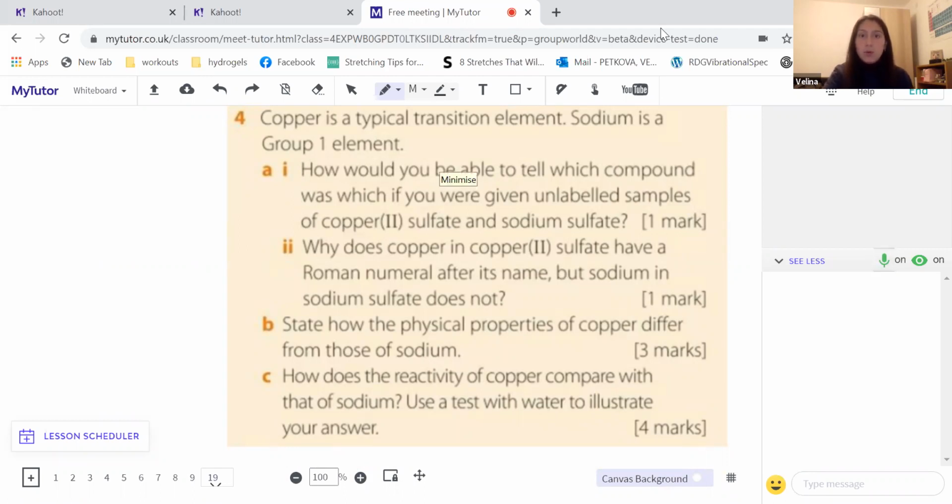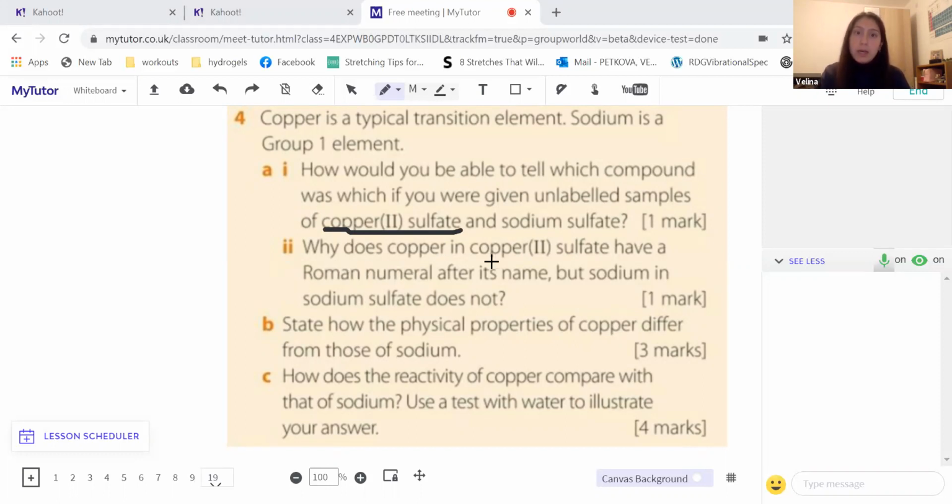So yeah, it is to do with the color. Okay, so we know that transition metals form colored compounds. So copper sulfate will be blue. But the alkali metals form white solids, so sodium sulfate will be white. Okay, well done to everyone.